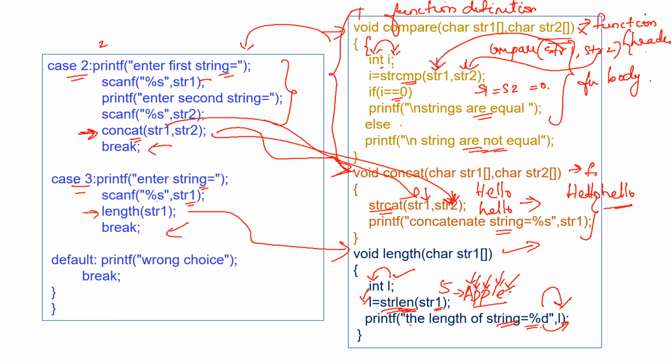I think that you know the switch case statement. And suppose you have not entered 1, 2, 3, you have entered some 6, which is not there in the choice, then for that purpose you are using a default: printf a wrong choice, break. Okay, so this is how you are going to perform the 3 functions of the string.